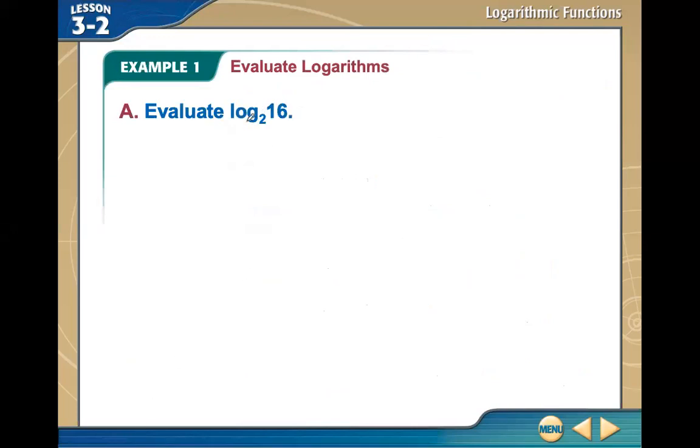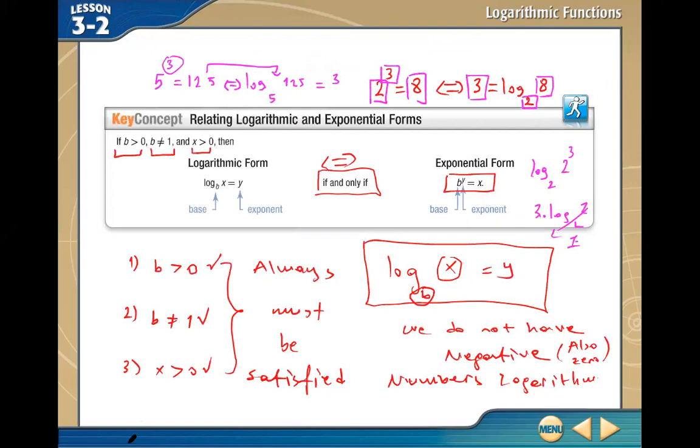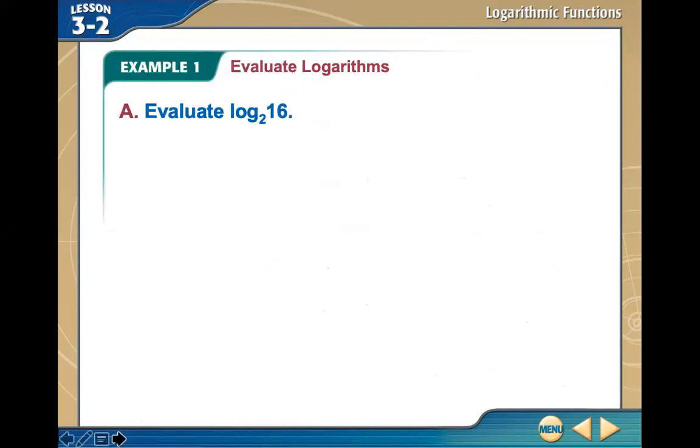Now, evaluate the logarithm of 16 to the base 2. So how can we evaluate this? How can we get the result of this? Now, step by step, let's go.